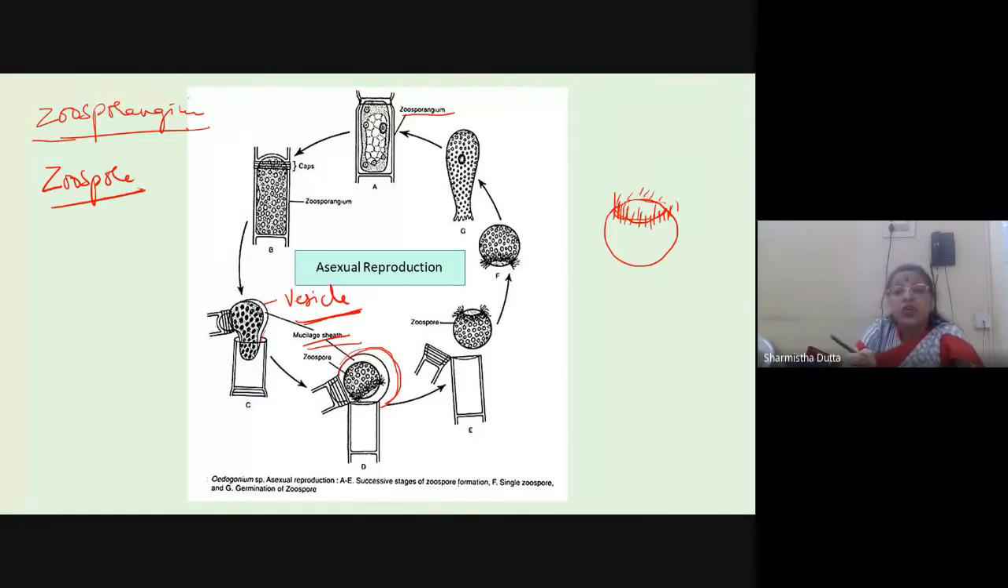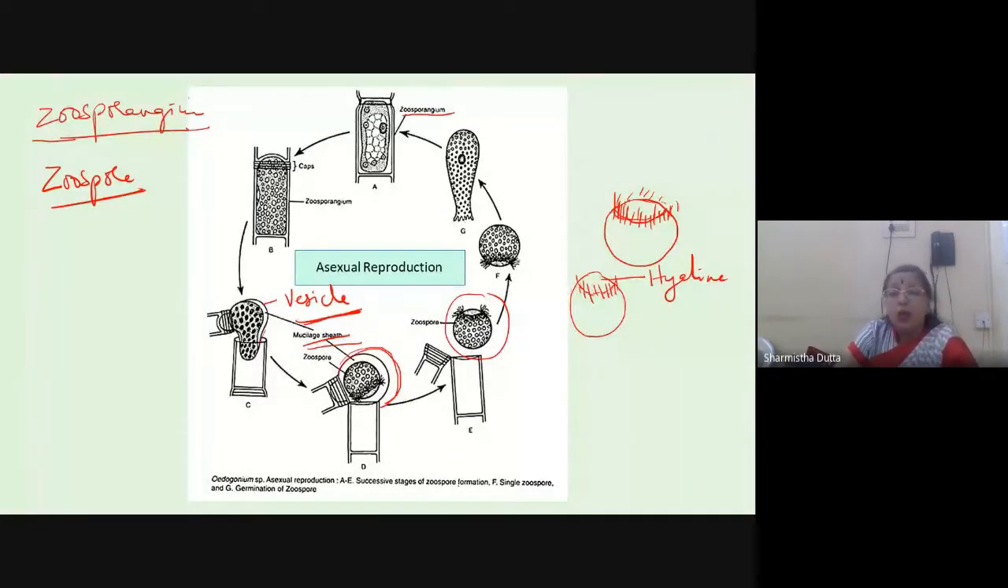It gives rise to numerous cilia around itself, and that is called a zoospore. So each vegetative cell develops a single zoospore. This zoospore is more or less spherical or might be slightly pear-shaped, with an apical hyaline region, and surrounding this hyaline region there are numerous cilia.